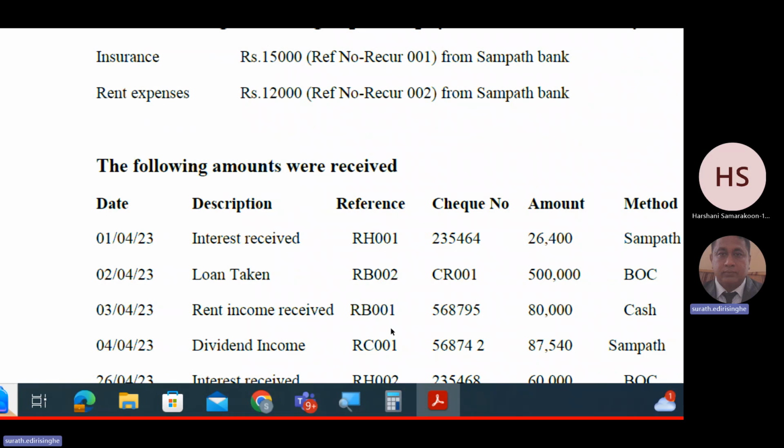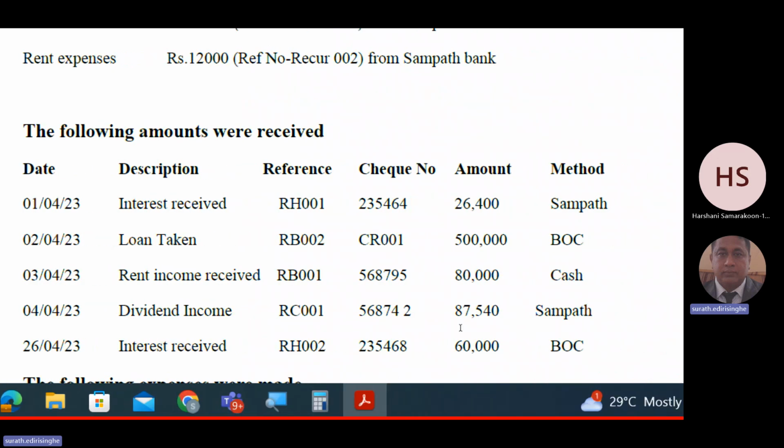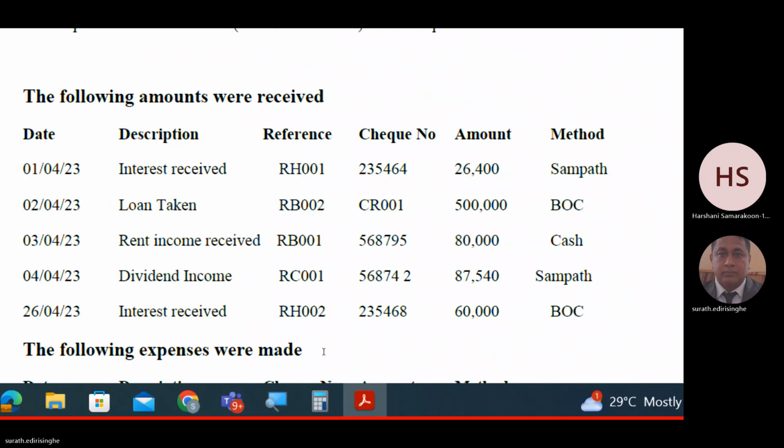All right. Now I'm going to record general receipts and general payments. Students, look here. These are the general receipts: income, interest received, loan, rent income, dividend income, again interest income, like this. Right. Shall we record a few transactions? First one.